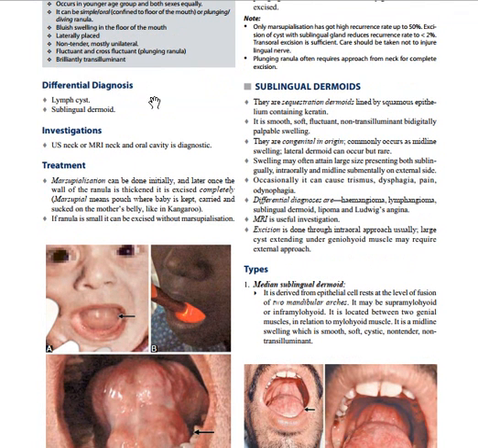So that is the first part. What are the differential diagnoses of a ranula? You have a lymph cyst, and you have a sublingual dermoid, as you are going to visualize here. Now, what is the general first-line investigation for a ranula?